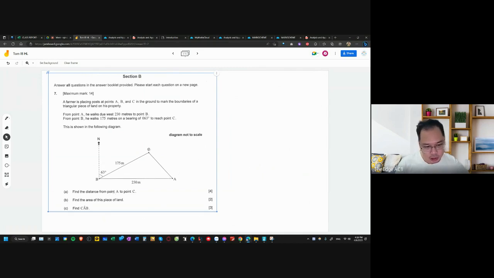A to C. Cosine rule again? Just determine this angle, the angle ABC, which is 90 minus 63. Yep. And use the cosine rule, we can find the length AC.